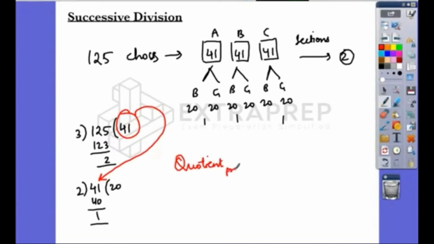Quotient of the previous division is equal to dividend of the next division. Is that understood? General division means you will divide 125 by 3. Again you will divide 125 only by 2 batches, boys and girls. 125 by 2. That is general division, where you always divide the same number. But here successive division indicates the quotient of the previous division becomes the dividend of the next division. Okay, this is successive division.